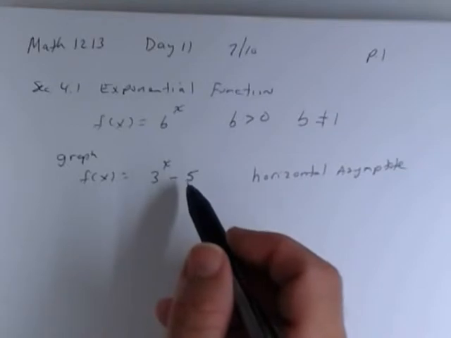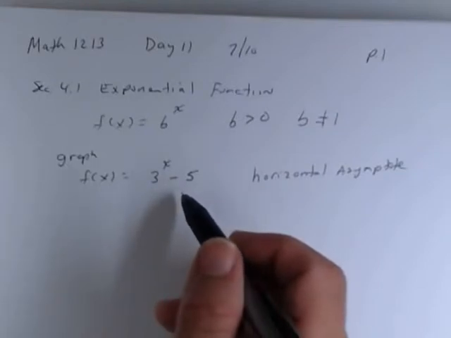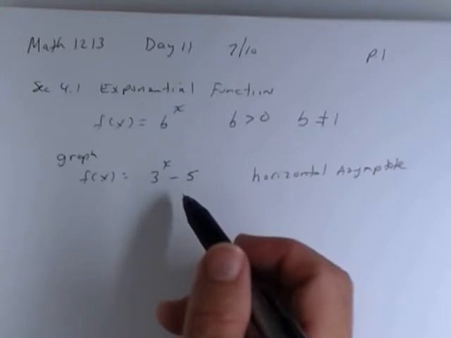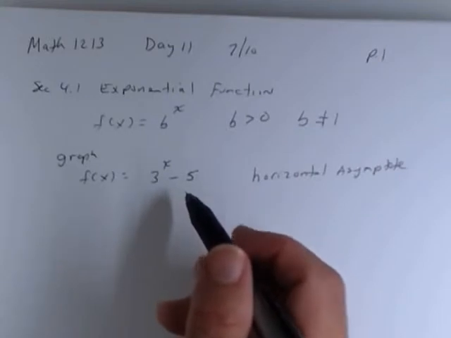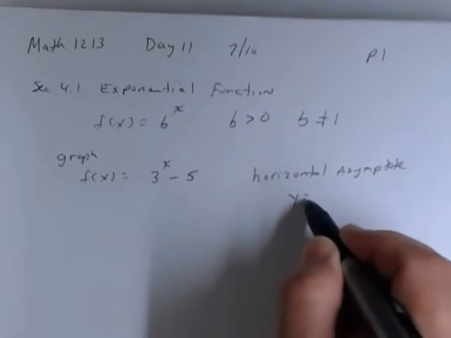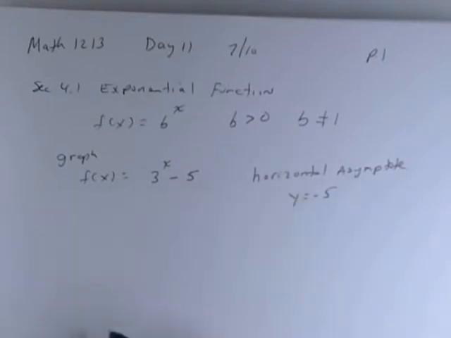But remember, it's a horizontal line. How do you write the equation of a horizontal line? Is it x equal or y equal? Y equal. So my horizontal asymptote is y equals -5. Once you find your horizontal asymptote, you graph it, and then all you need are 3 points, and that's it. Graphing an exponential function is fairly simple.